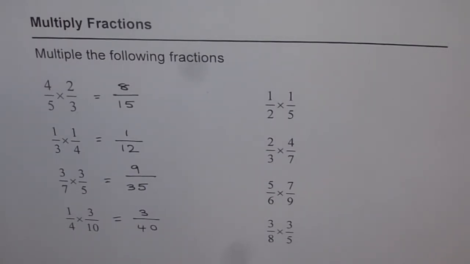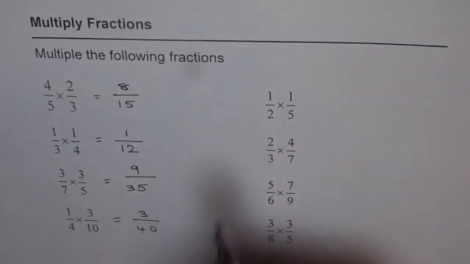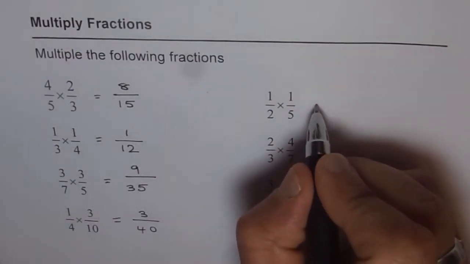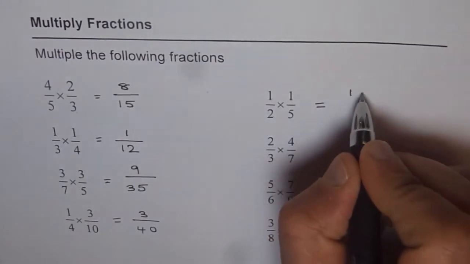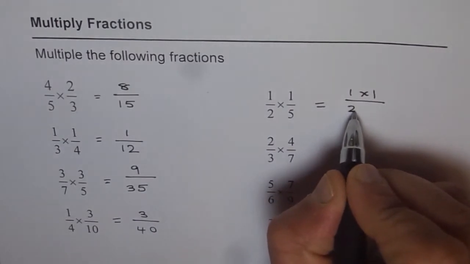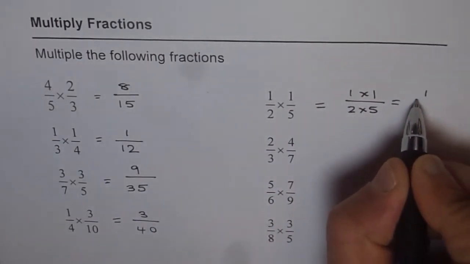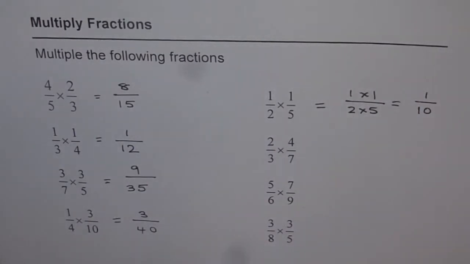So let's recap. What did we do here? We multiplied numerators together and the denominators together to get the fraction. So what we did was something like this. Numerators are 1 and 1. We did 1 times 1, and denominators 2 and 5. We did 2 times 5. And what did we get? 1 out of 10. That is the answer. So that is how you multiply fractions.